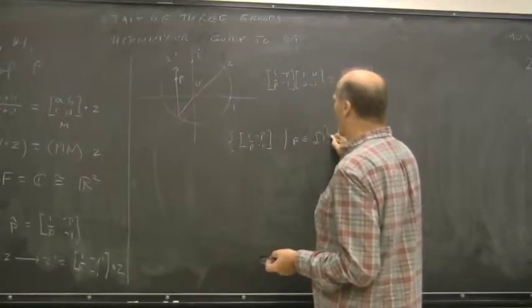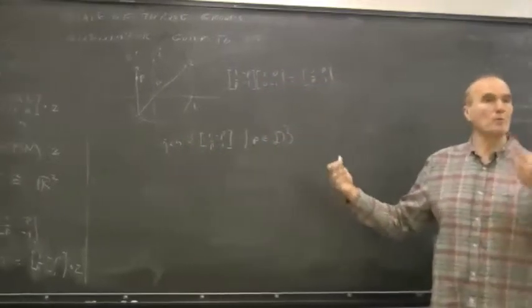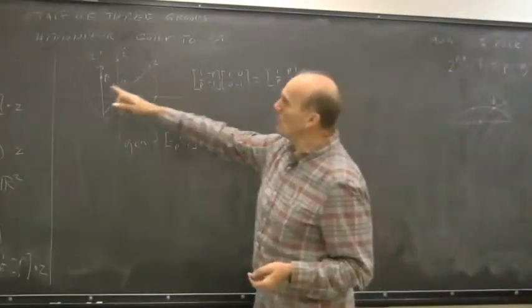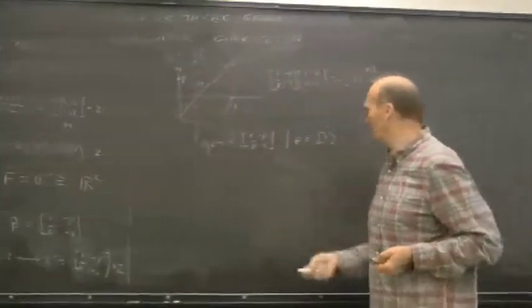Like this. Well, they will generate a group. And it would be interesting to know what this group is. It will be a group of matrices. It is smaller than the Möbius group because of the special character.